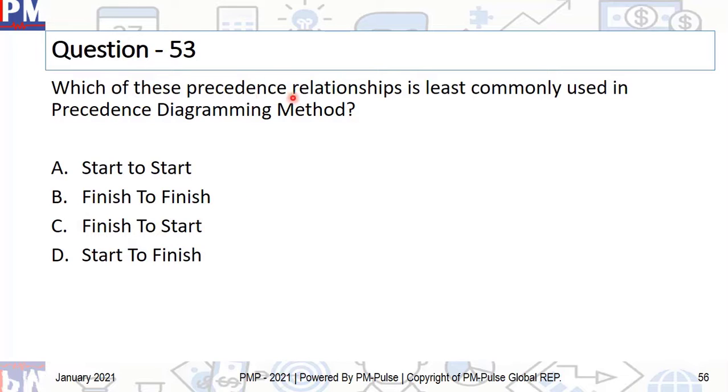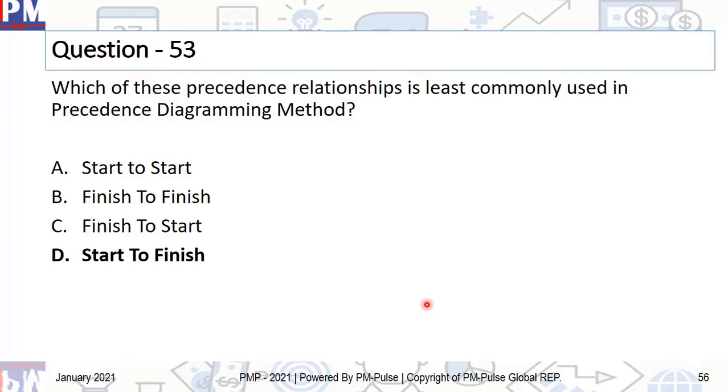All right, let's move on to question number 53. Which of these precedence relationships is least commonly used in the precedence diagramming method? A. Start to finish. B. Finish to finish. C. Finish to start. And D. Start to finish. And the correct answer is start to finish.